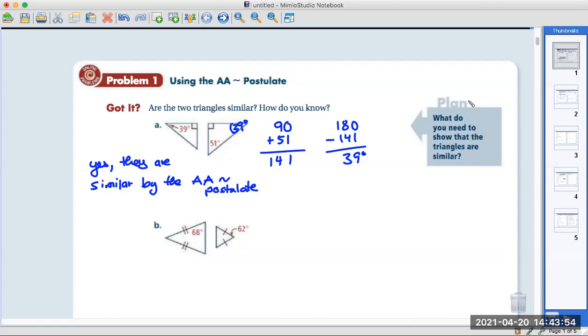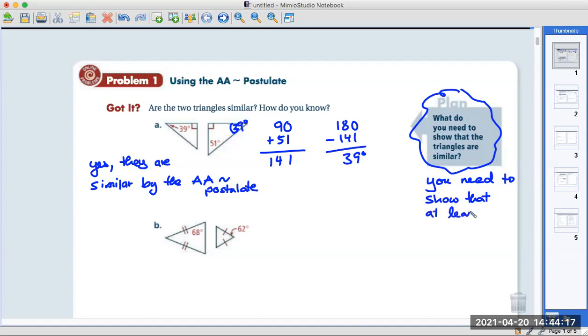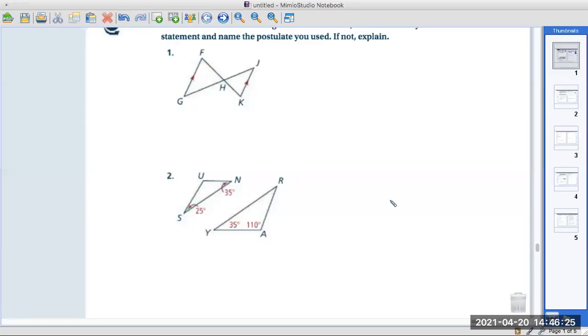Okay, and then over here on the plan, I always like these plan. Circle it, highlight it. What do you need to show that the triangles are similar? You need to show that at least two angles are congruent. There's our symbols, right? But in this case, I had to find the third one. Okay, on this page, we're done. Now go to the next page.